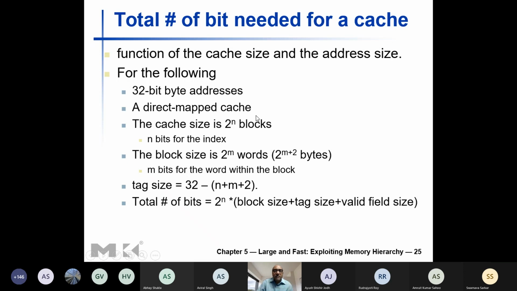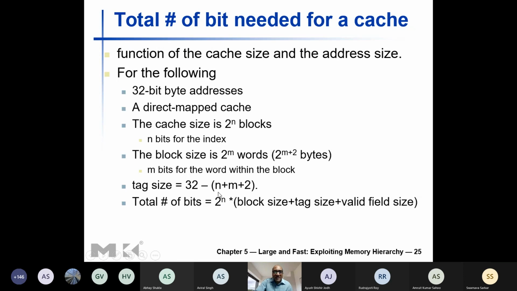So therefore, in the total 32-bit address, if you want to see how many bits the tag contains, the higher order bits with which you are able to find out whether the cache entry contains the desired block or not. For that purpose, the total number of bits is 32. Out of these 32 bits, the lower m plus n plus 2 bits are used to refer to the details of a block: the details of bytes, the details of words, the details of the block, and the index of the cache. So all these will be managed by these n plus m plus 2 bits.